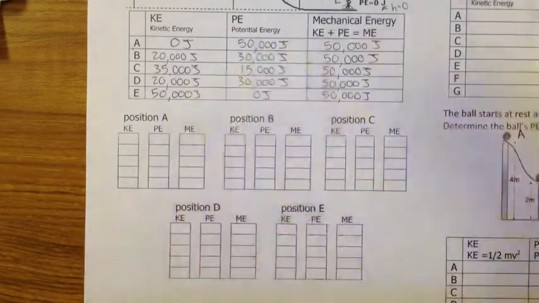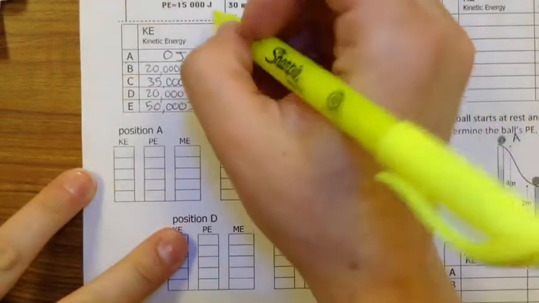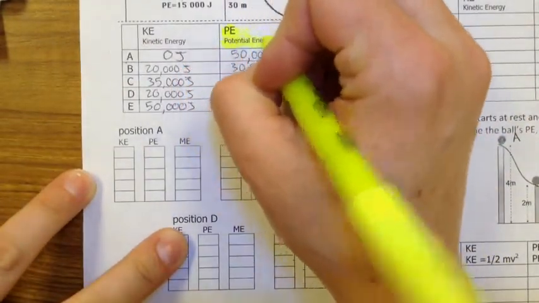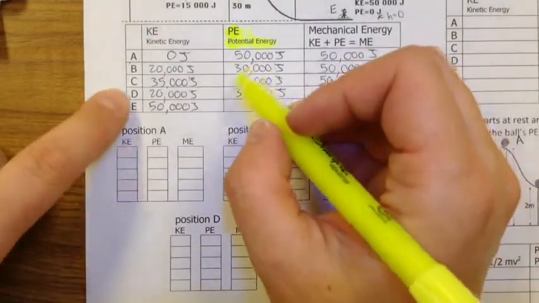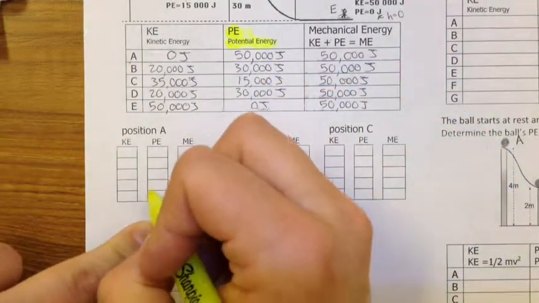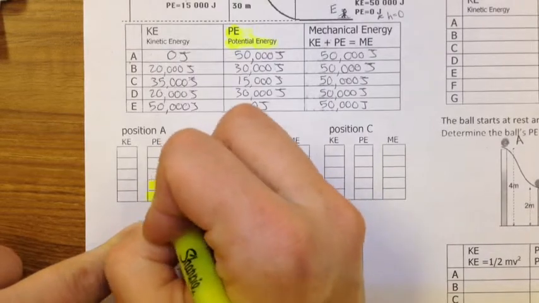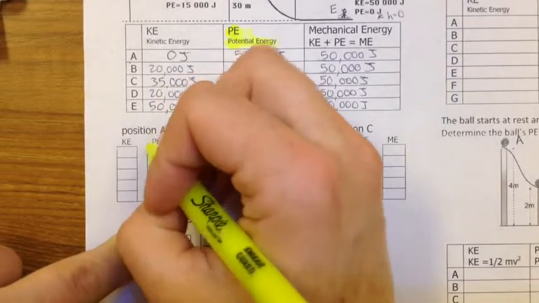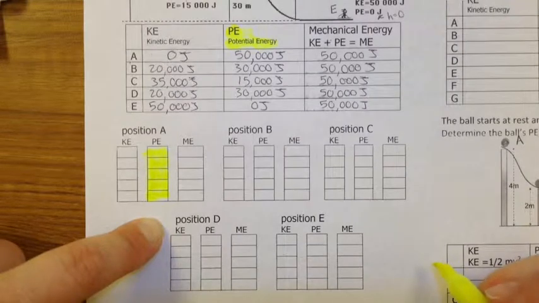Your three colors. We're going to start with yellow. Yellow is going to be our potential energy. At position A, the potential energy, PE, is 50,000. So starting at the bottom, each one of those bars represents 10,000. So 10,000, 20,000, 30,000, 40,000, 50,000. 50,000 joules of potential energy.